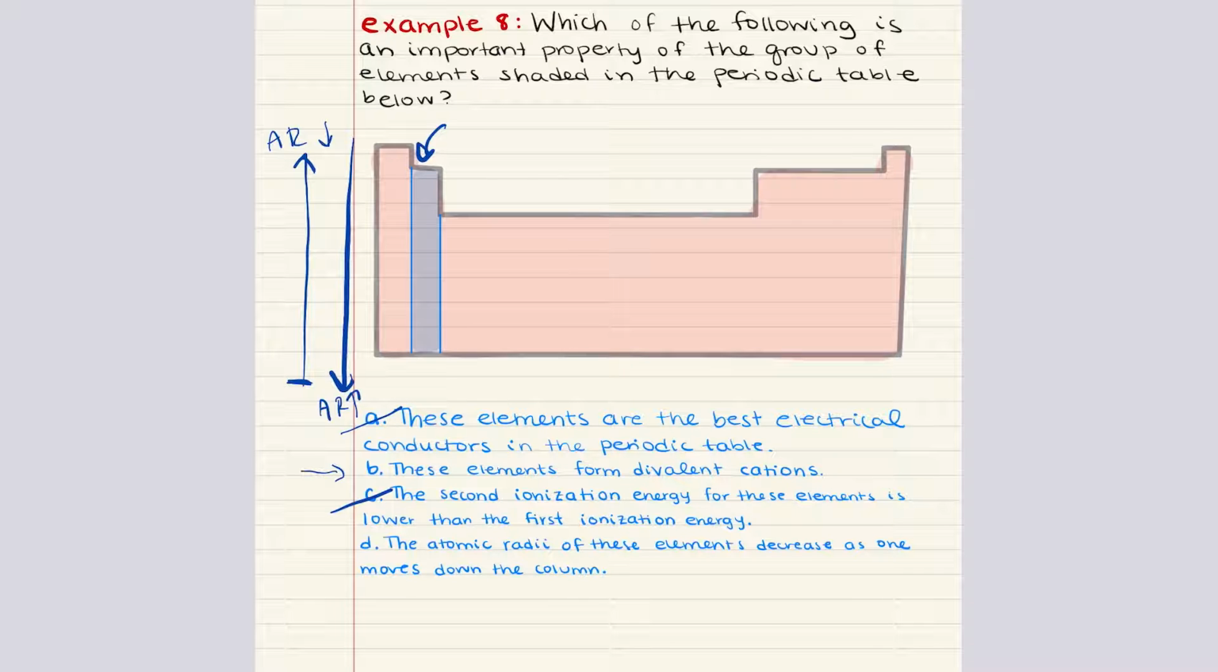This statement is incorrect then, all right? The atomic radius actually increases as you move down a group in the periodic table, and this increase is due to the addition of electron shells, which places the outermost electrons farther from the nucleus. So that means we can also eliminate answer choice D. The only correct answer here is going to be answer choice B. These elements form divalent cations, and this property accurately describes the behavior of the alkaline earth metals in group 2 because they typically lose 2 electrons to form cations with a +2 charge.